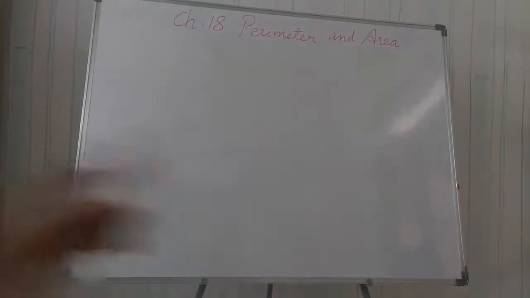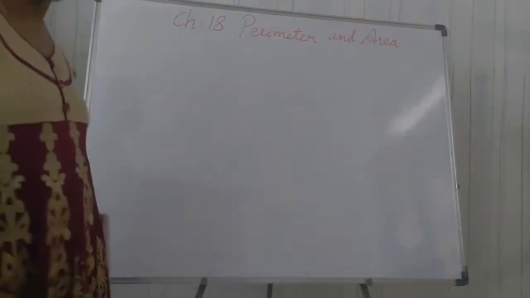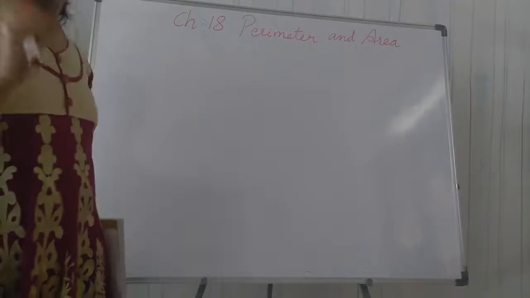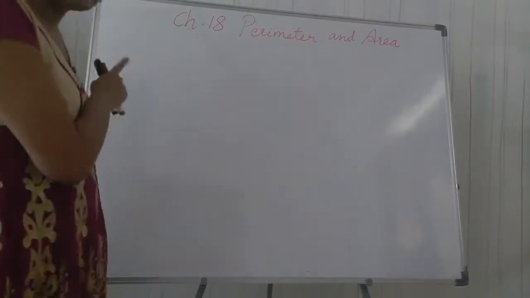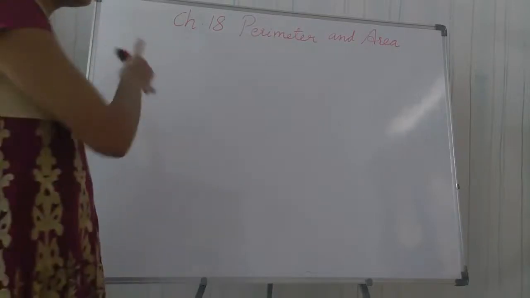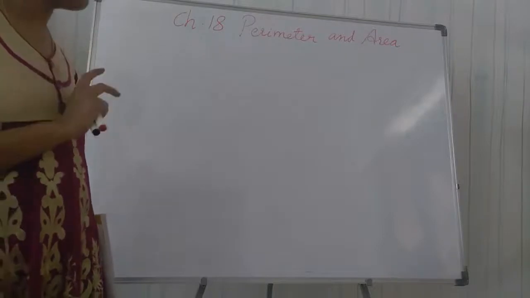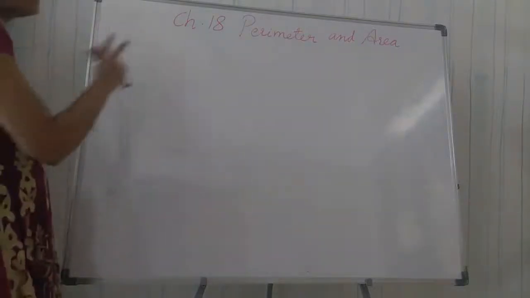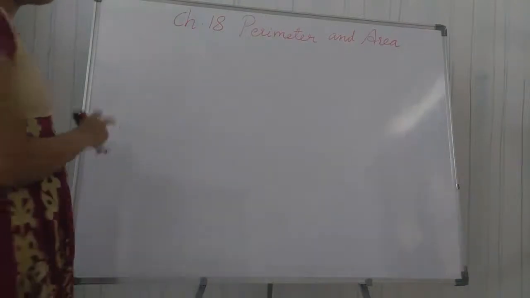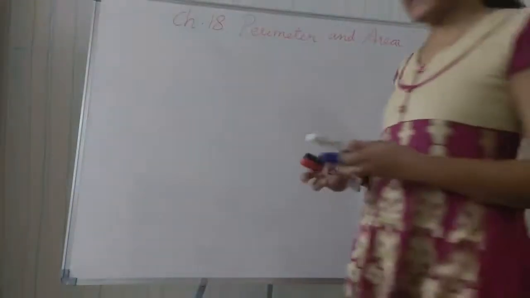Students, everybody, good day to you. This is chapter number 18, Perimeter and Area. In your textbook, one theme is mensuration, from which one chapter is chapter number 18, in which we are going to learn the topic perimeter. First of all, I will explain what perimeter of different shapes is. So here I will draw different shapes and then we will understand.